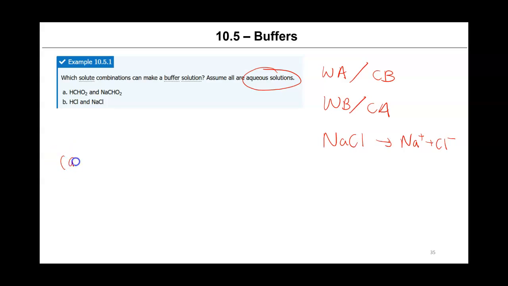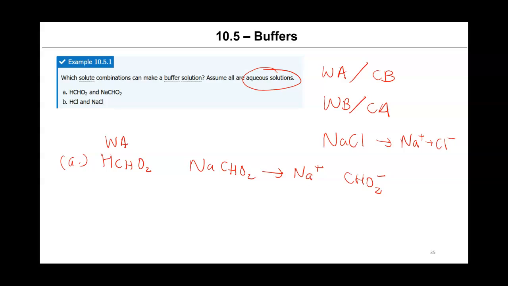So in the first example, we have HCHO2, and this is the weak acid formic acid. We can tell that it's an acid because it begins with hydrogen and it doesn't meet any of the criteria for being a strong acid. Now, the compound that it's being combined with is an ionic compound. So we want to consider what happens when this is dissolved in water. It's going to separate out into a cation and an anion.